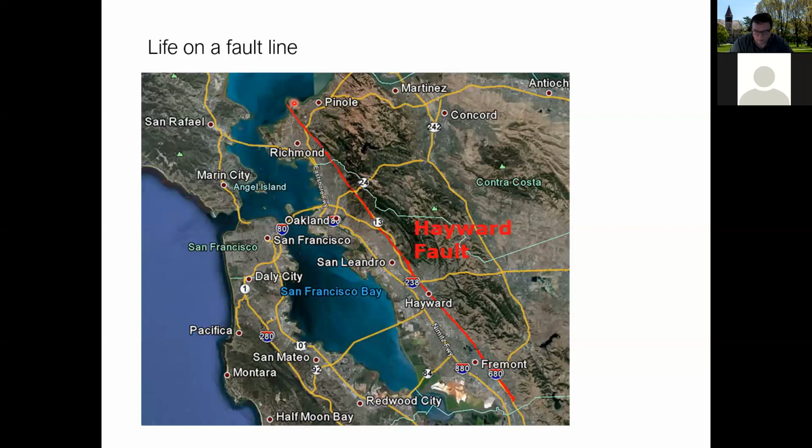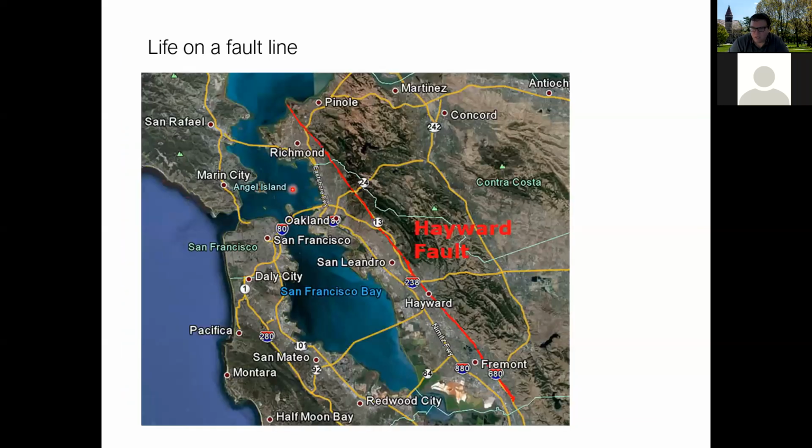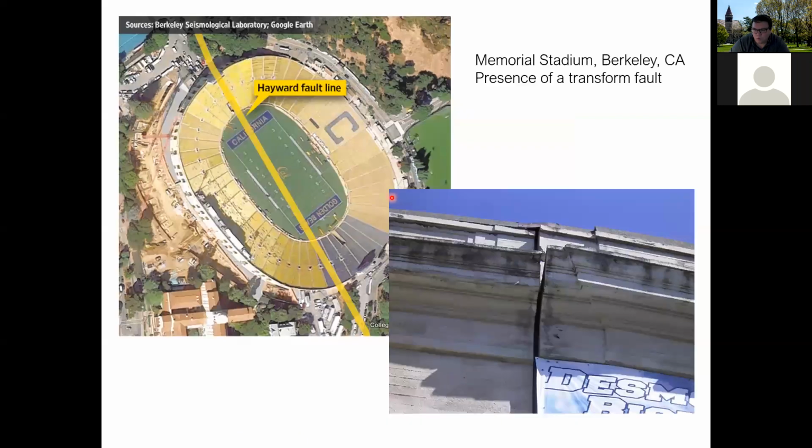1906 and 1989 are examples of ones that caused some major issues. This is actually from the 1989 earthquake along the Hayward Fault in this area. So to give you a sense, these can lead to catastrophic damage. Sometimes it's more continuous activity, and just sort of an eerie example is this.